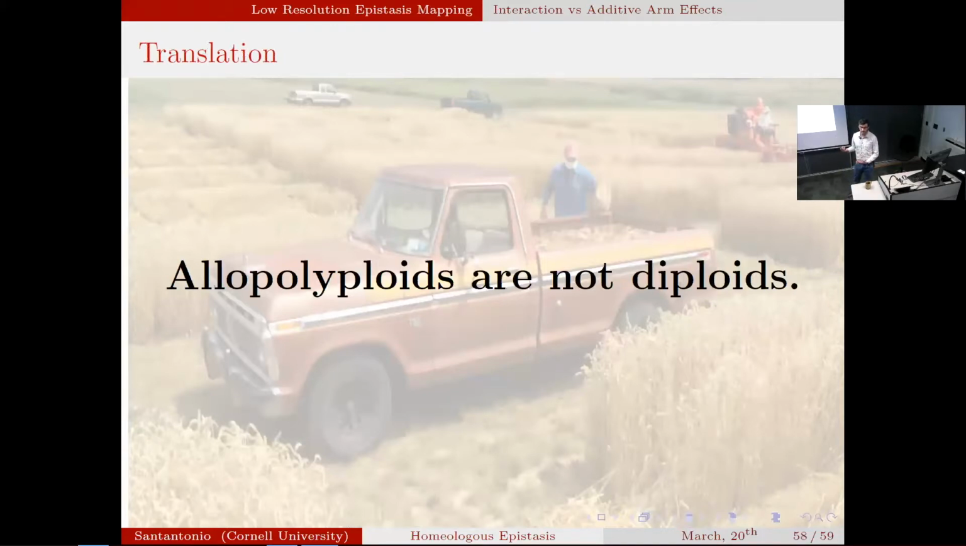But we now have the molecular tools to start to look at these things as the immortal hybrids that they are.